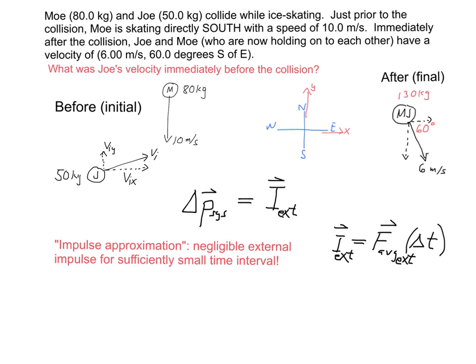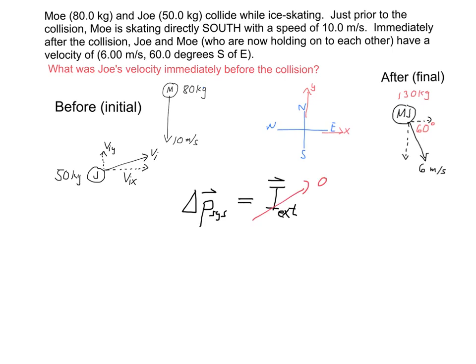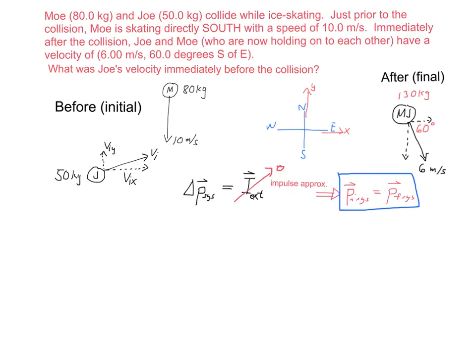So, returning to the problem at hand, we apply the impulse approximation, so the change in momentum of our system for this small time interval will be zero, which means the initial momentum of the system and the final momentum of the system will be equal. Let's apply this in our x and y directions. So the system's initial x-component momentum must be equal to the system's final x-component momentum. Now the initial x-component momentum can have contributions from Joe and Mo, while for the final system x-component momentum, we've got Joe and Mo moving together, so I'll write it like this.